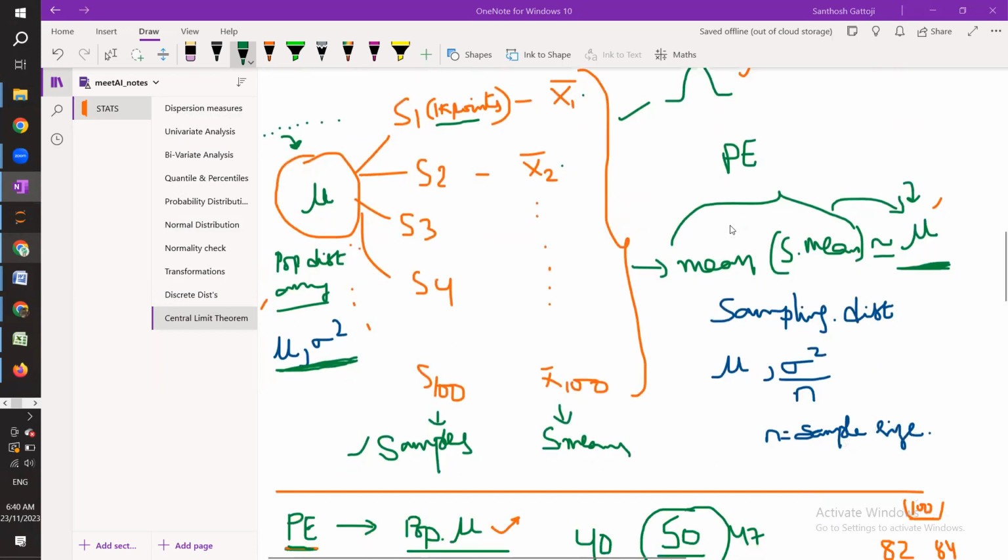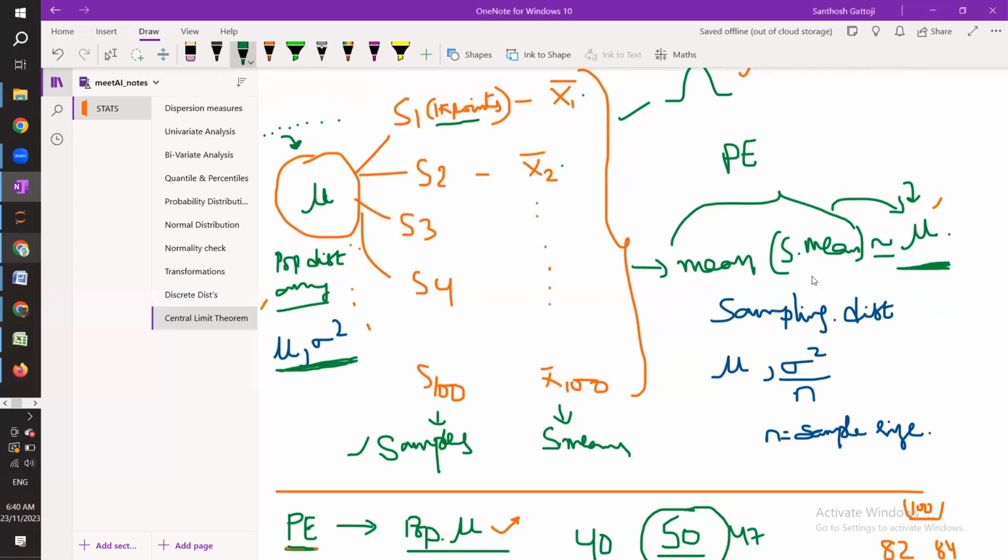The most important thing for now is the mean of this sampling distribution. The mean of this sampling distribution will be almost the same as the population mean, and the variance is equal to the population variance divided by n, the sample size. This is what we studied in the central limit theorem concept. Here we also said that the mean of the sample mean is almost equal to the population mean.